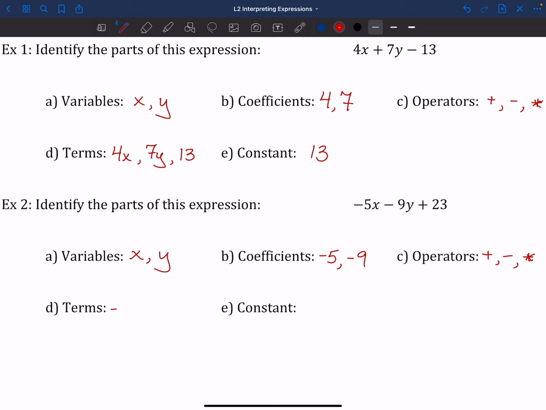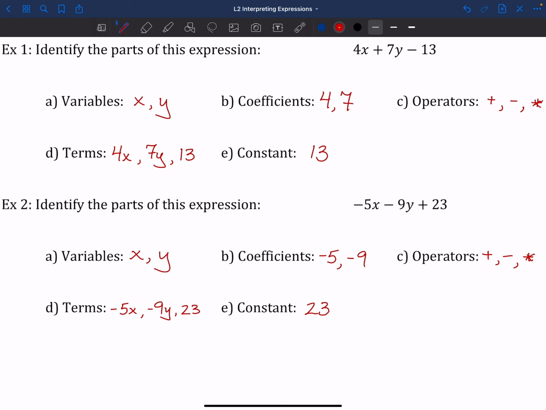It's anything that's broken up by operators. So again, I could call that regular 5x if I wanted to. I could call this regular 9y if I wanted to. And that 23 is just 23. They're broken up, we're taking these different chunks. As for the constant, it's just 23. It's the only thing that is a number without a variable.